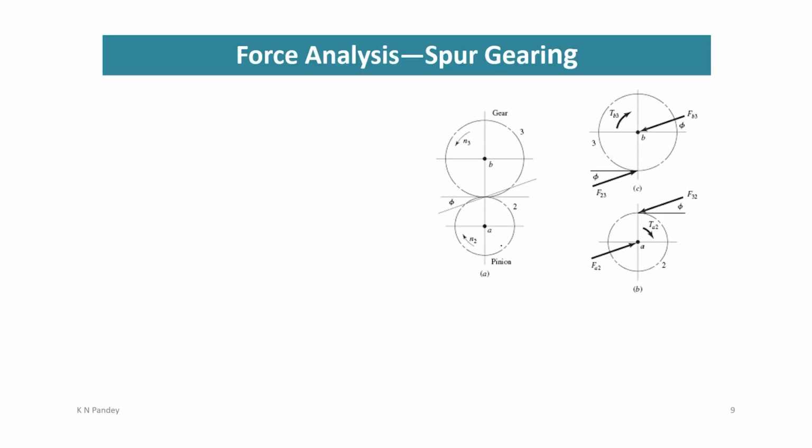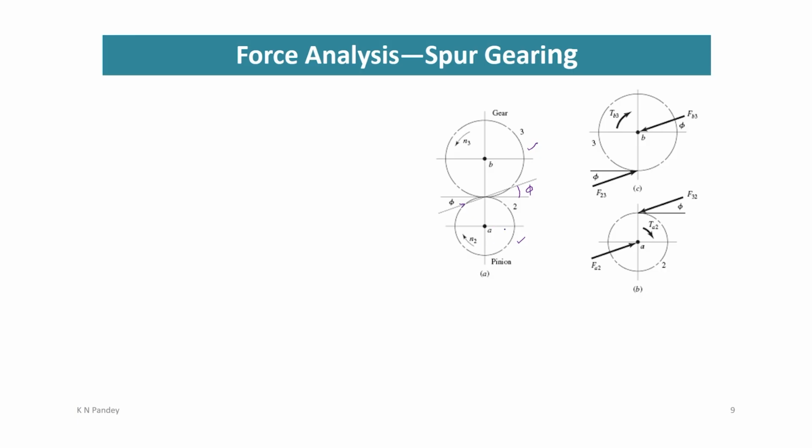This is the pinion and this is the gear, and the pinion is rotating in the clockwise direction with the speed n2, then it will apply force along the pressure line. Pressure line is common tangent on the base circle, and this line is common tangent on the pitch circles, and so the angle between this is called the pressure angle. So, force from pinion, the driving gear, to the driven gear is applied along the pressure line, and so this is also called the line of action.